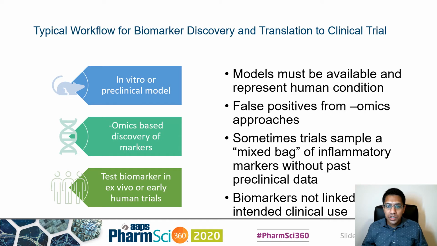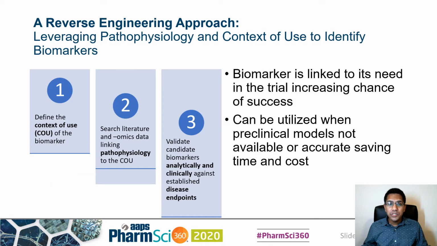But this approach has disadvantages. The preclinical models must be available and accurately represent the human condition. The use of omics identifies many biomarkers that can lead to false positives and a high failure rate. And this approach also doesn't link the biomarker to a clinical context of use, making it unlikely it'll be translatable to a trial. Today, I'll be describing an alternate reverse engineering approach, which we have found valuable for biomarker discovery.